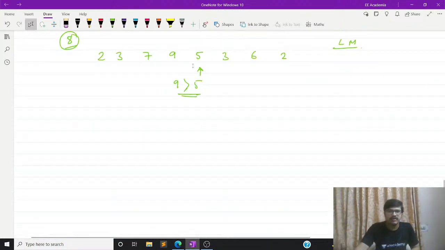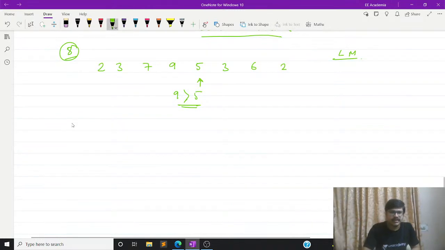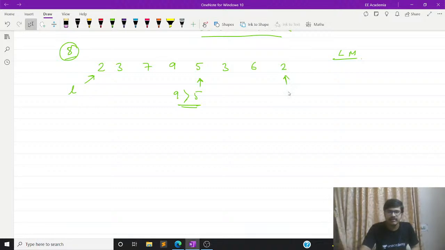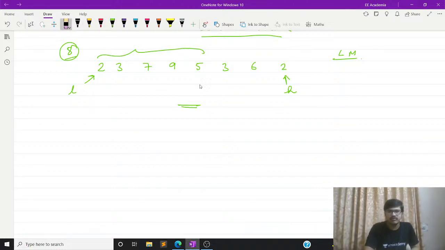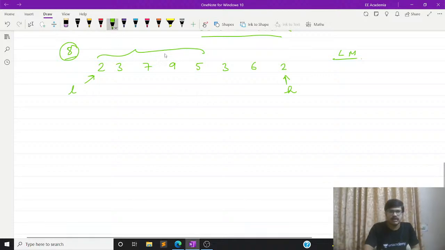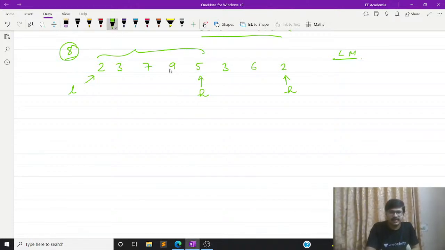So what do I do here? Initially my search indices were low and high here. Now I know that my search space can be reduced to only the first half. So now I will reduce my search space here as high. Now I will search here. Now the middle element will be this.